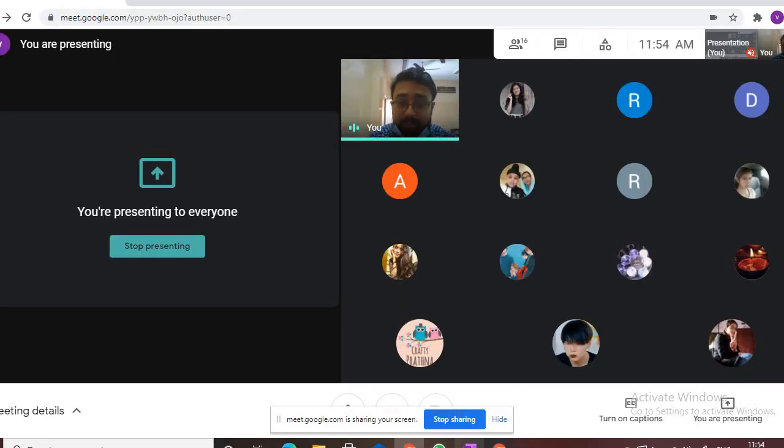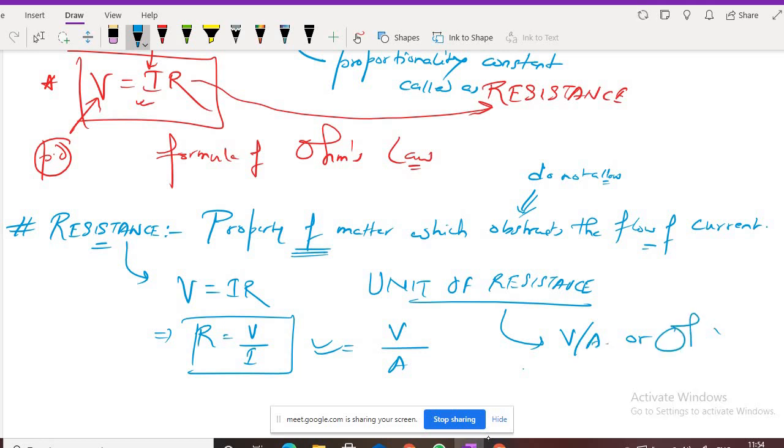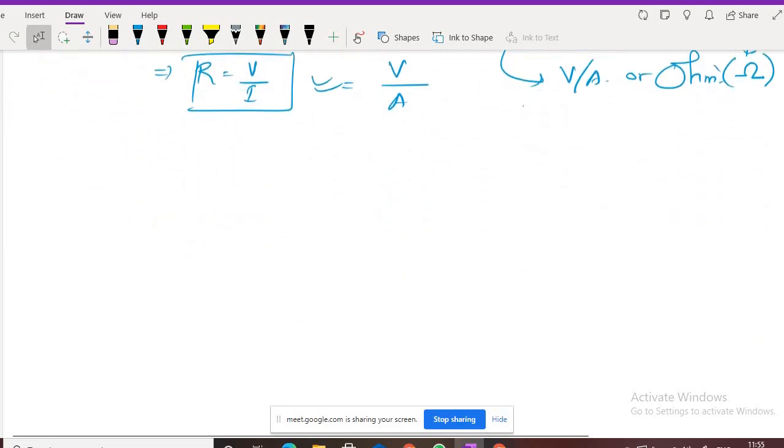So the SI unit of resistance is ohm, denoted by this symbol, omega. Understood? So the property of matter which obstructs the flow of current is called resistance. Formula R equals V by I. Resistance unit is volt per ampere or ohm. This much clear? Very good.